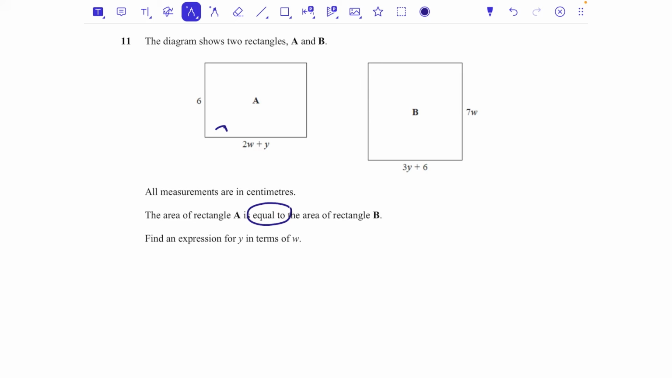So to work out the area of this one, it's going to be 6 lots of 2w add y. That's the area of that rectangle. And that's equal to the area of B, which is 7w times 3y add 6. Again, all I've done for both of those is base times height.